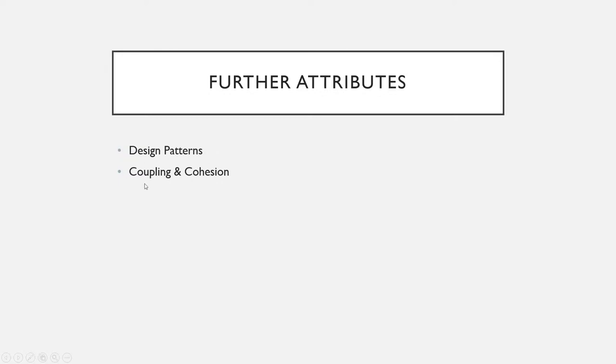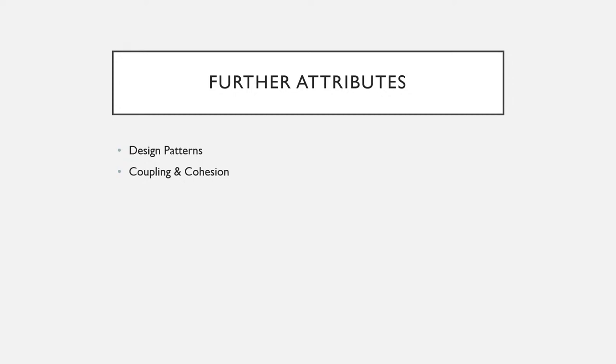So the next topic is coupling and cohesion. I think this is the most important, and the reason I put it at the end is that it brings all of this together. They're two separate terms, but coupling refers to the degree of interdependence between software modules.